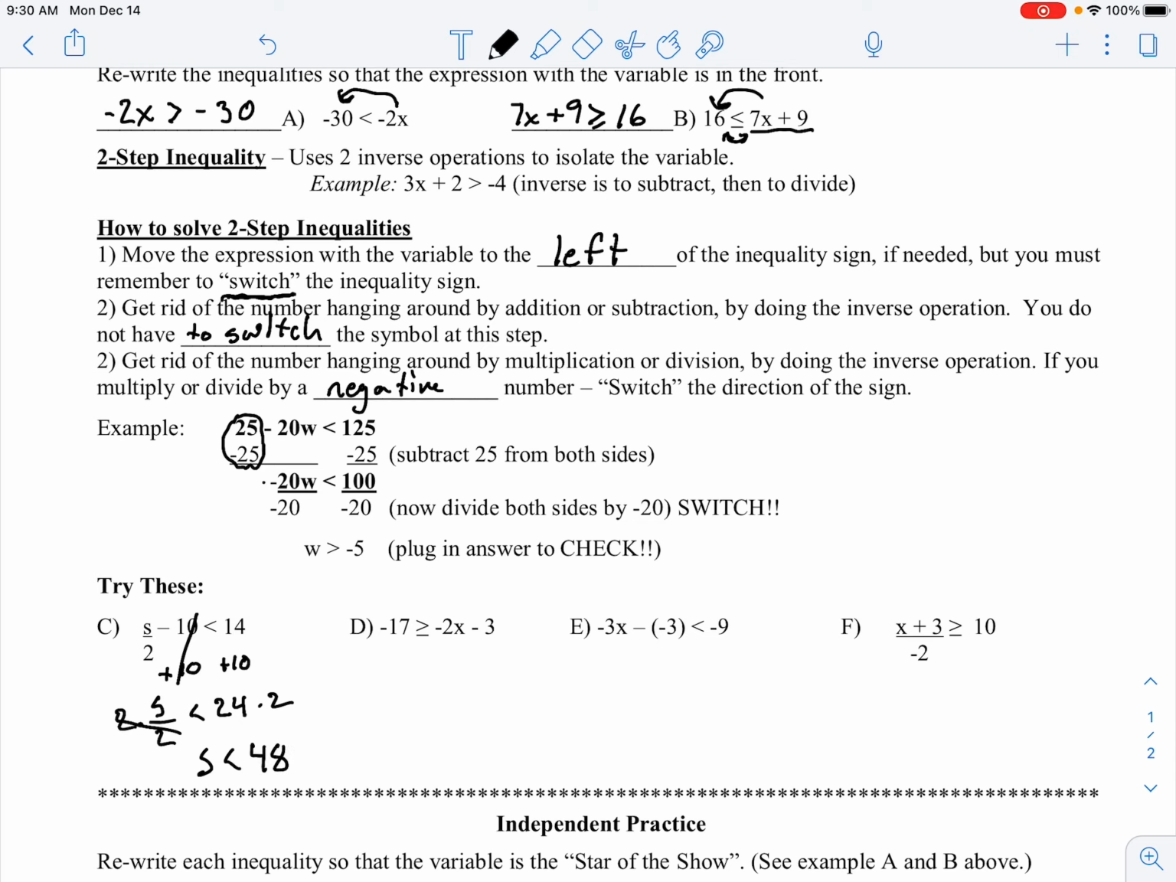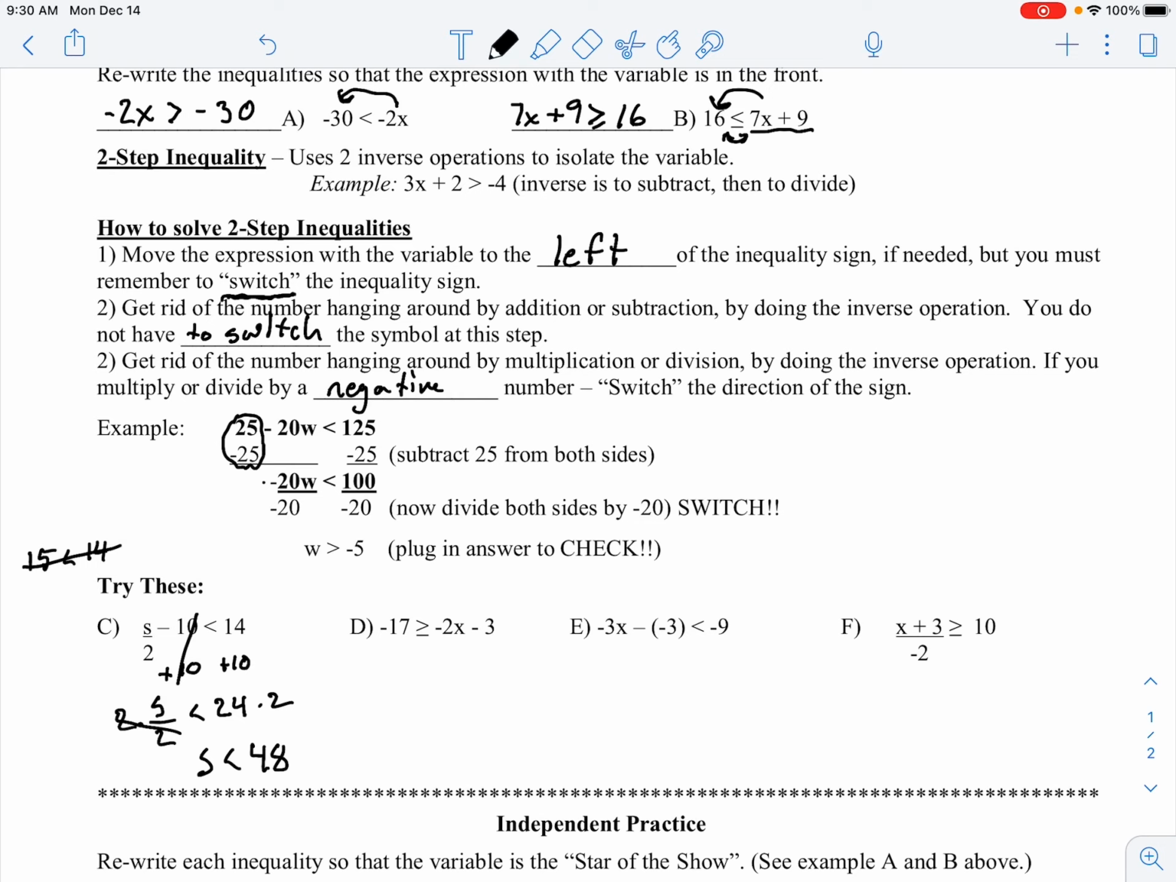So that means anything that is smaller than 48 will work for this. If it's bigger than 48, then we'll get something like 15 is less than 14, which we know is not true. So it needs to be less than 48 to work for us.